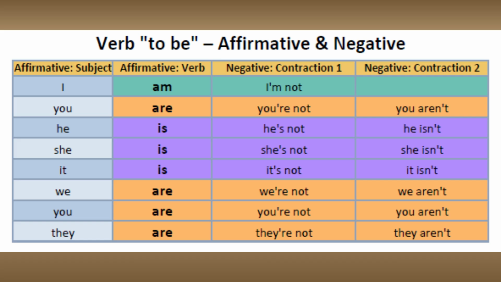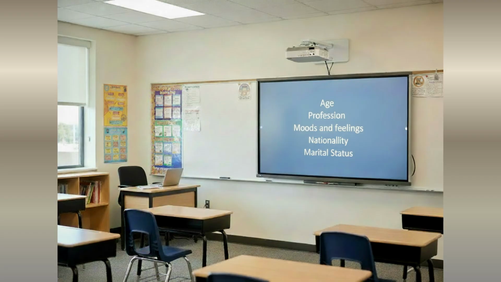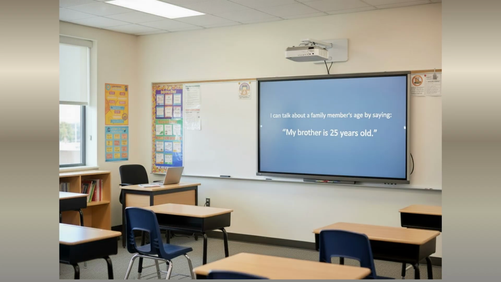For example, you can use the verb to be to talk about our family members' age, their profession, their moods and feelings, their nationality, and even their marital status. So, for example, I can talk about the age by saying, my brother is 25 years old.